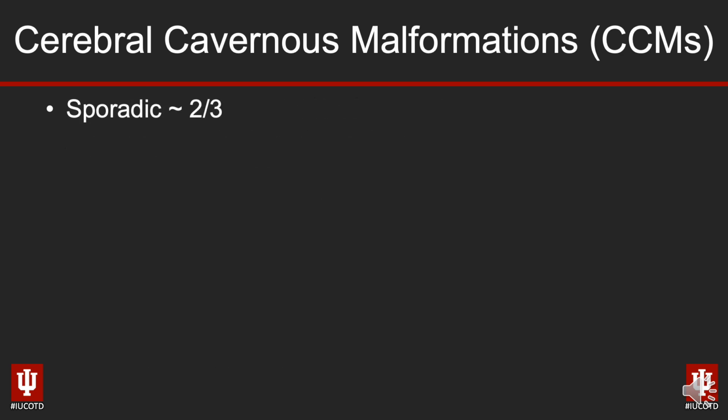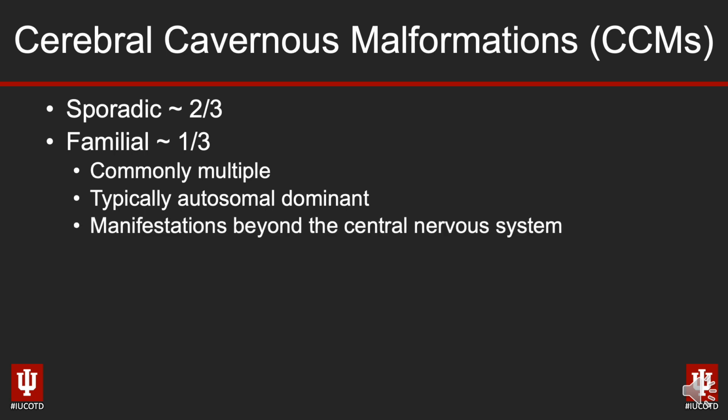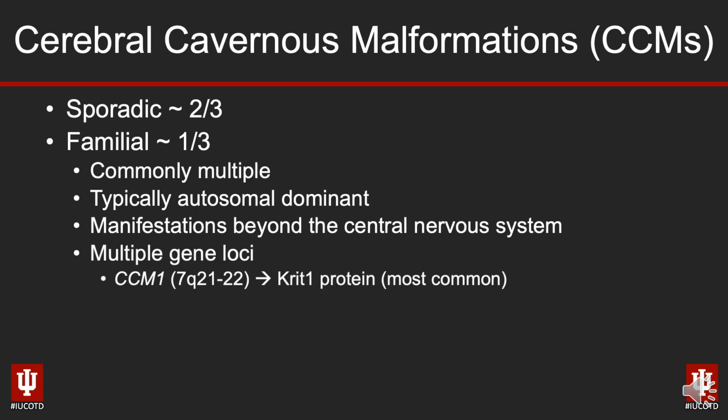So it's not exclusively involving Hispanics of Mexican and Spanish descent, but that is sort of the classic and most common. About 2/3 of the time, these will be sporadic, leaving a third of the time that they're familial. And the ones that are familial are commonly multiple. These are typically inherited in an autosomal dominant pattern, and they can have manifestations beyond the central nervous system. They can have vascular malformations elsewhere. We'll talk about that in just a minute.